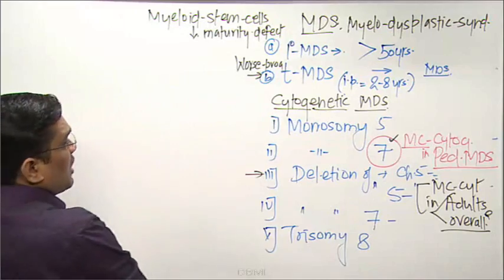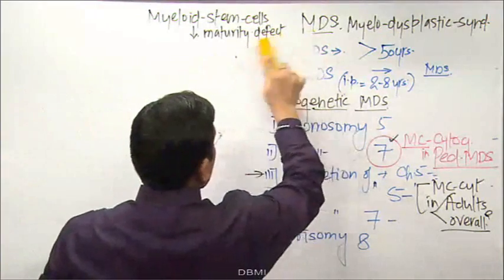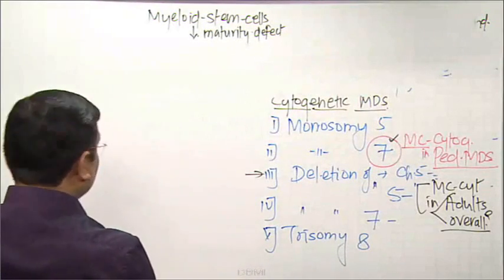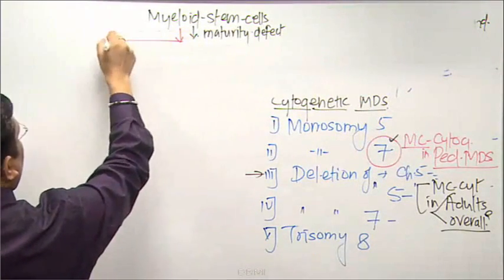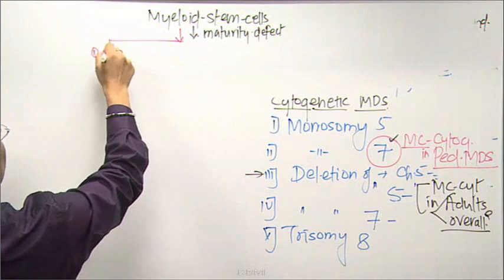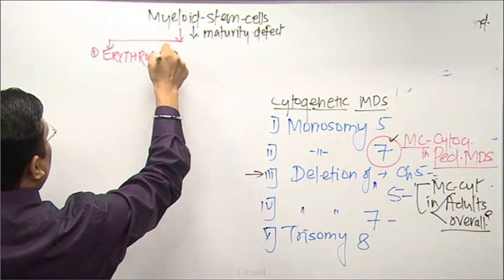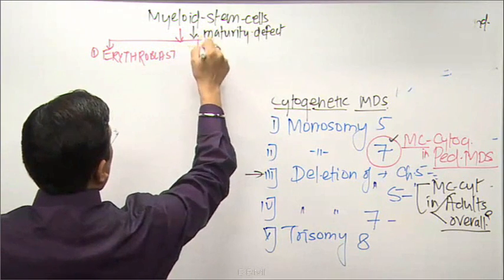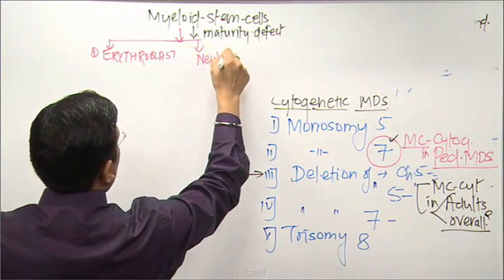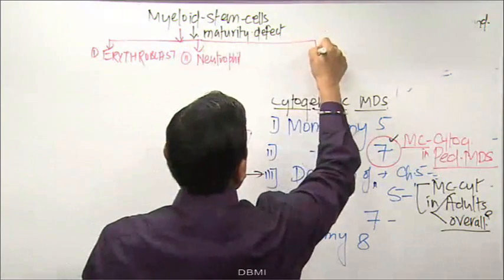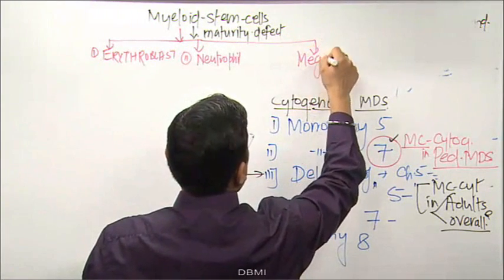So what are these myeloid stem cells? Myeloid stem cells, it can be erythroblasts, right? It can be erythroblasts. It can be neutrophils, number 2, and it can be megakaryocytes also.